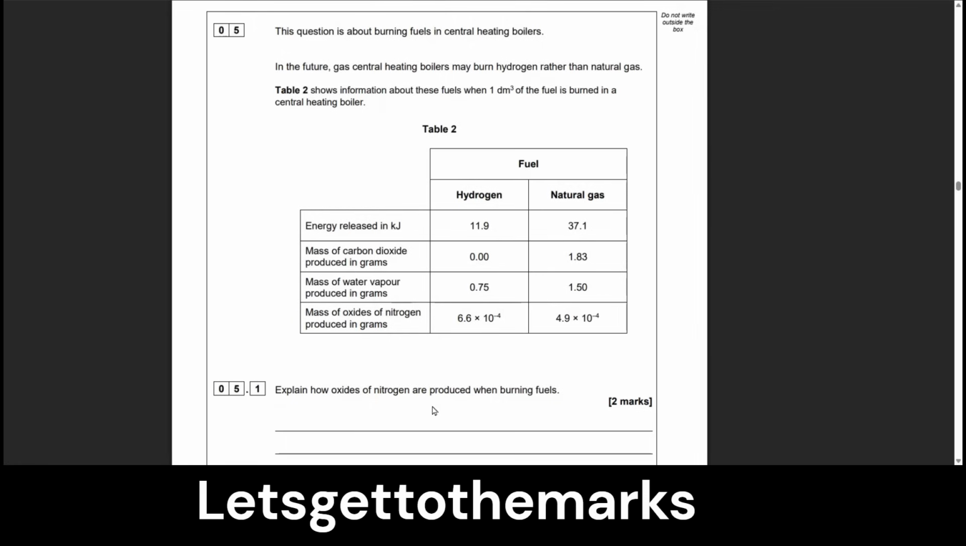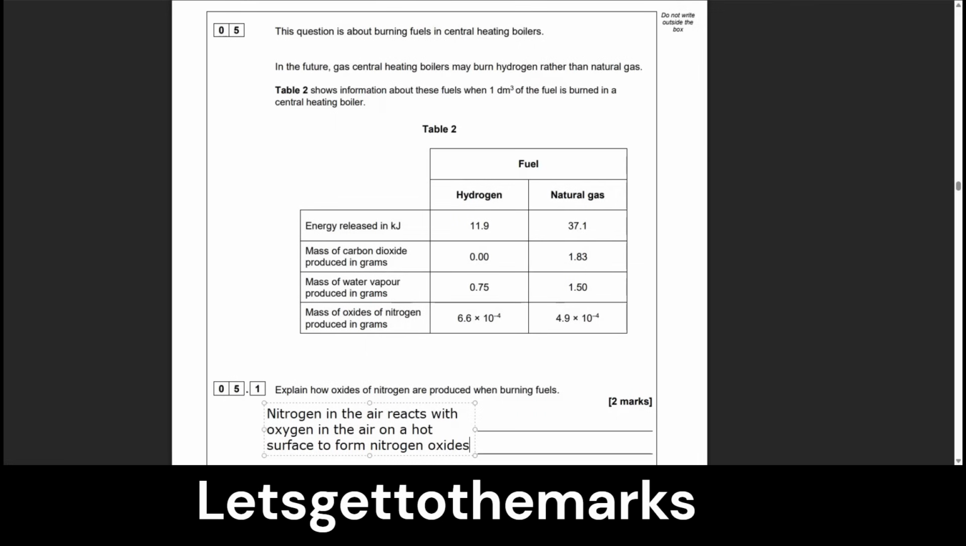Right, explain how the oxides of nitrogen are produced when burning fuels. After all of that, I thought they were going to get us to compare. How are oxides of nitrogen produced when burning fuels? So where do you think nitrogen comes from? Nitrogen is in the air. So we're going to say nitrogen in the air reacts with oxygen in the air on a hot surface to form nitrogen oxides. So that's how it's produced.